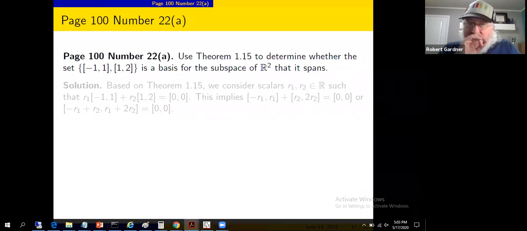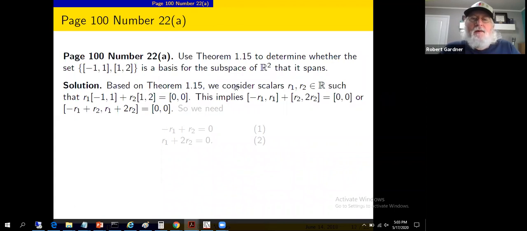All right, let's see if we got a basis here. Use the theorem about bases to determine whether this set of vectors is a basis for the subspace of R2 that it spans. Okay, this is an easy little problem. The computations aren't hard, but there's a big idea behind what we're about to do here. It's going to motivate a bunch of the stuff we do in the future.